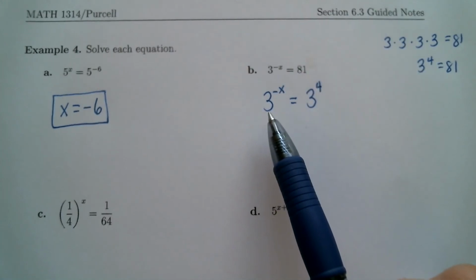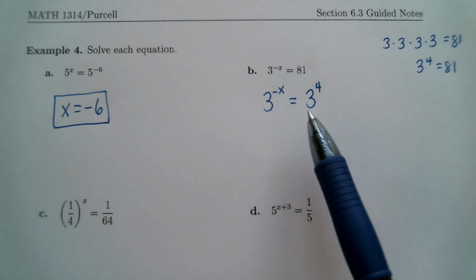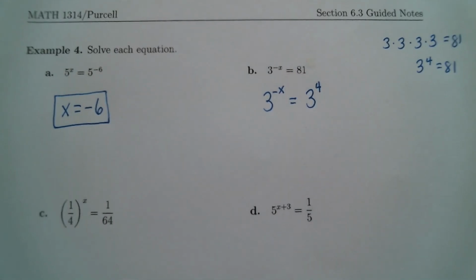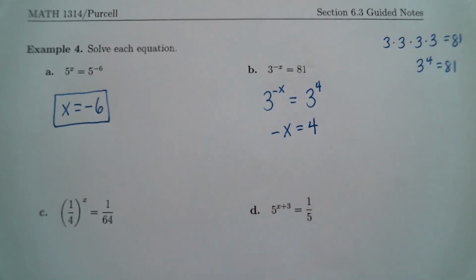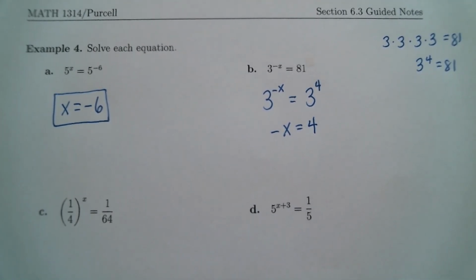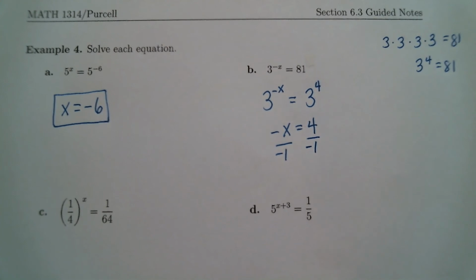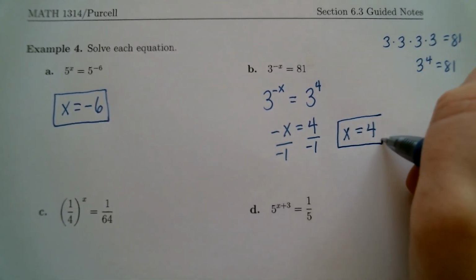Now on the left side, I have a base of 3, and on the right side, I also have a base of 3, and these two sides have to be equal. So since the bases are the same, I can go ahead and equate the exponents. So I get negative x is equal to 4. Now I want to solve for x because that has been my ultimate goal. So I'm going to divide both sides by -1. Whatever you do to one side, you do to the other. And you get x is equal to 4.